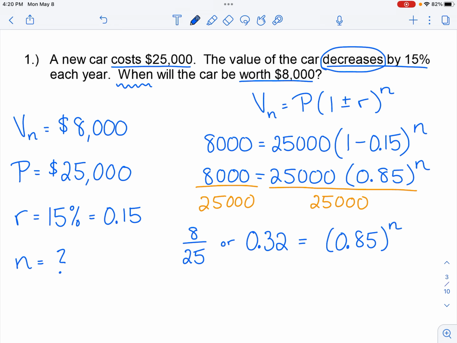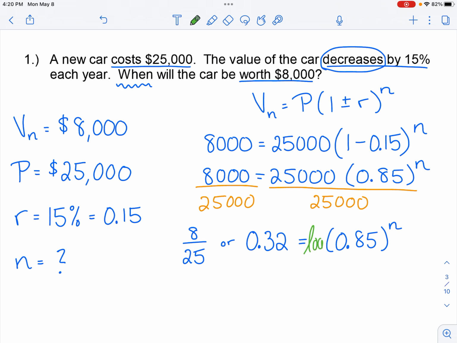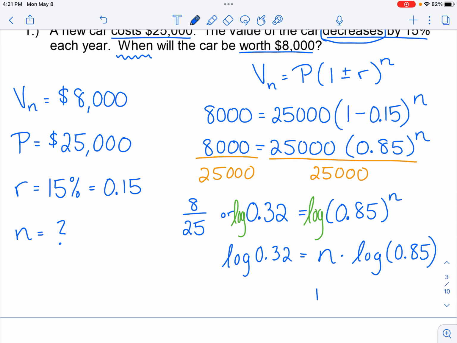So now I have an exponential equal to a number. I'm going to focus on the decimal version of this. Now I need to either convert to log form or simply take the logarithm of both sides and then solve from there. Then I won't have to do the change of base formula. So now I have log of 0.32 is equal to, I can bring the exponent down and multiply it by the log of 0.85. Then to get n, I want to divide. So n is equal to the log of 0.32 divided by the log of 0.85.